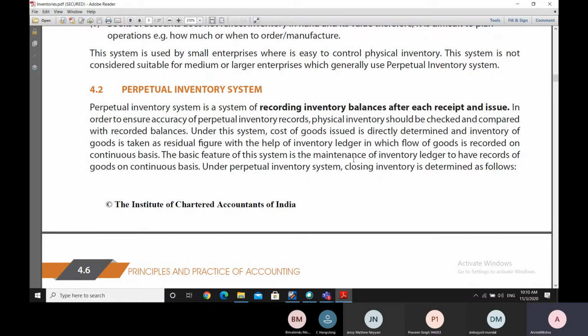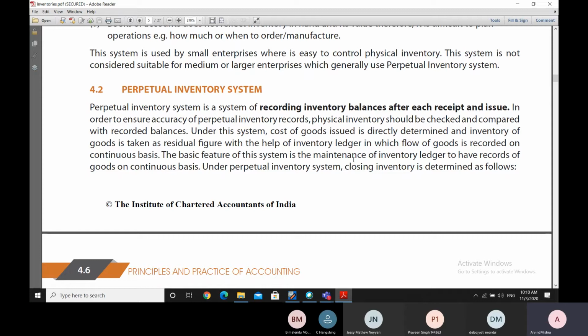In order to ensure the accuracy of perpetual inventory records, physical inventory should be checked and compared with the recorded balances. So how do we know that our perpetual inventory record is correct? For that, from time to time, we take physical inventory and check it against the perpetual inventory record. And when we compare the physical inventory with the perpetual inventory record as it is recorded in our books, we can understand to what extent our perpetual inventory record is correct.